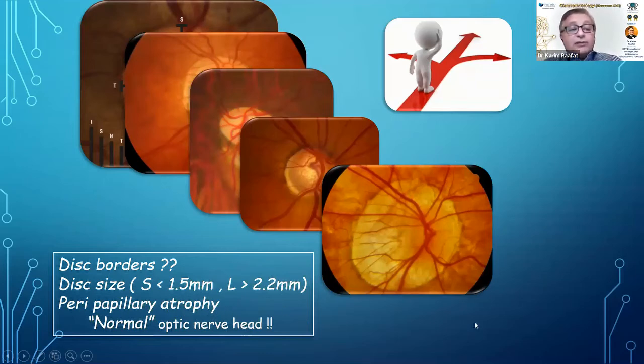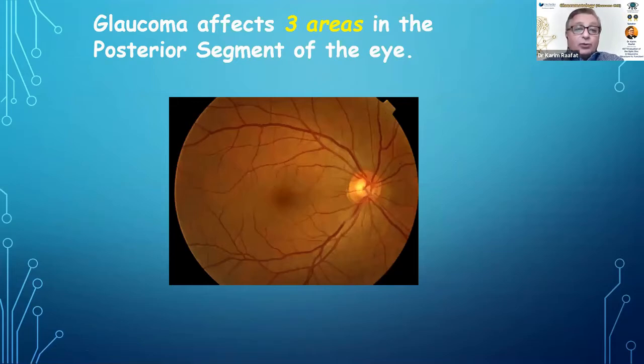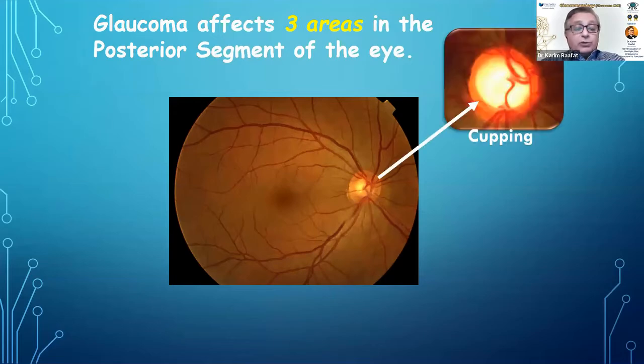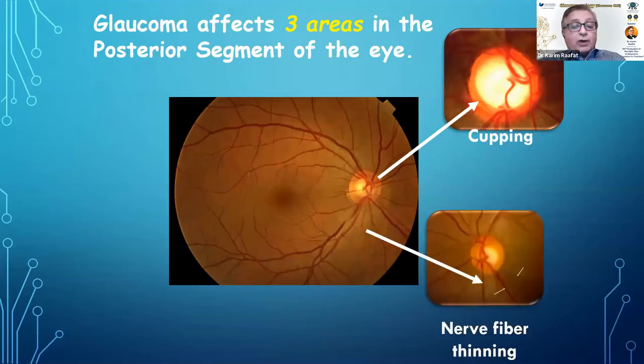So this is very important, as Dr. Ali mentioned, but it needs a lot of experience and skills. If we see here with the technology we have, the OCT, glaucoma actually affects the 3 areas in the posterior segment of the eye. The optic nerve head with the cupping and the data all collected about the rim area and rim volume, the peripapillary nerve fiber layers, and the macular ganglion cell complex.